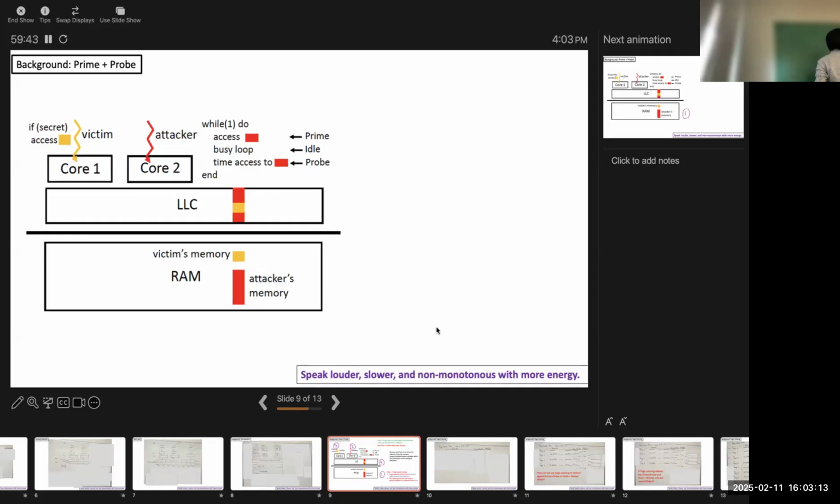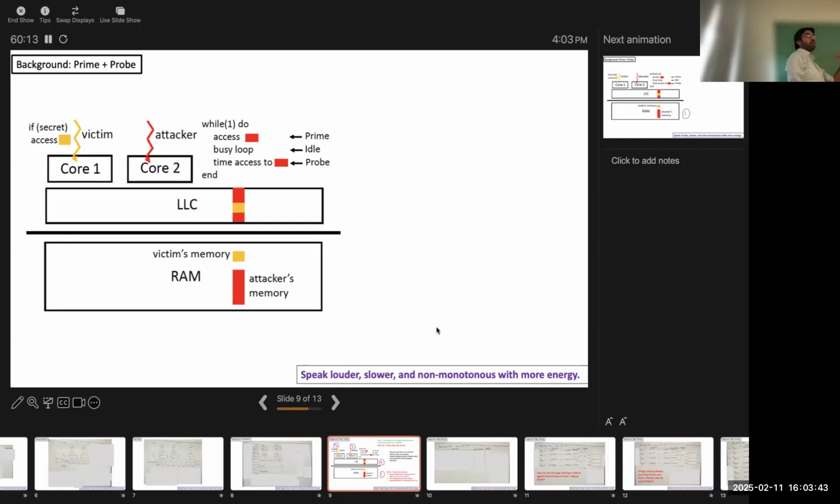So let's say it is the set X. The second step is that I will figure out all those addresses of my data which will also map into the same set. And then, remember, one set has multiple ways, right? So let's say this is set X. Now I will start filling this set with my own data, right? So let's say my data is Y.